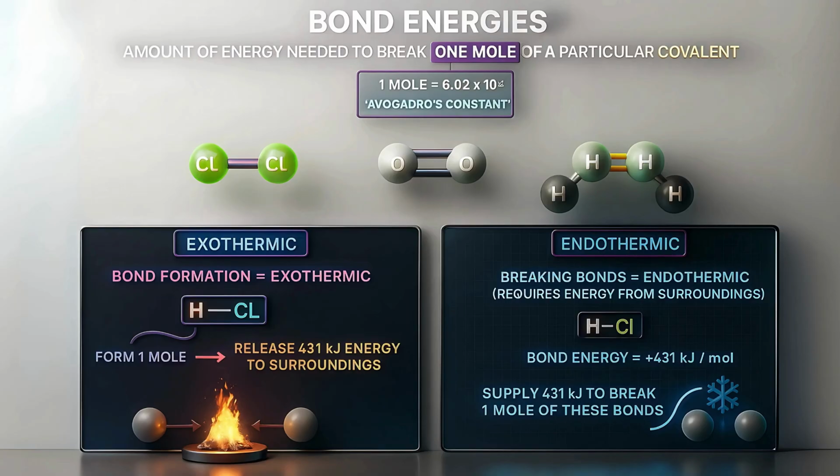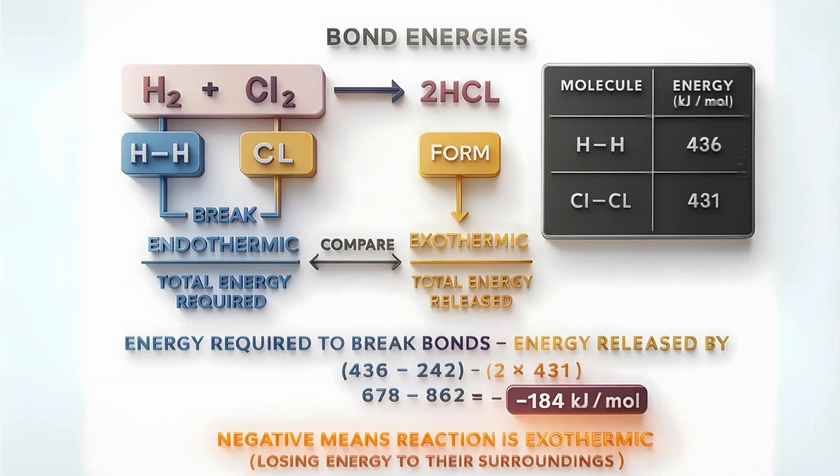Let's take a simple example. If hydrogen gas reacts with chlorine gas to make hydrogen chloride, we first need to break the hydrogen-hydrogen bond and the chlorine-chlorine bond. Both of these steps require energy and are endothermic. After that, two new hydrogen-chlorine bonds form, and these steps release energy, which are exothermic.